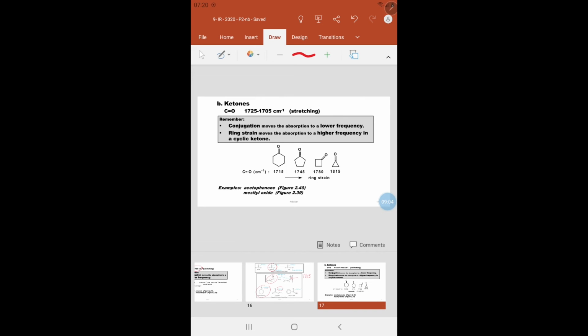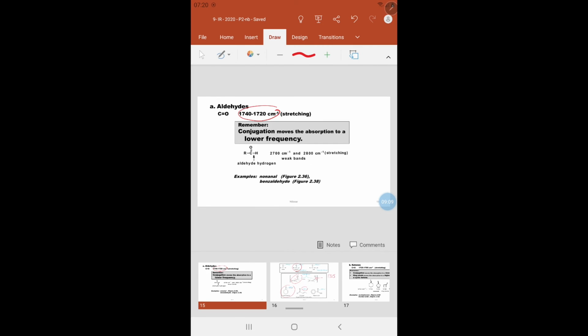Okay, next one, look at the ketone. Before I forget, I need to explain more. When you have an aldehyde, let's say I have a simple aldehyde here. What are the bonds present in this molecule? First, you must have the C double bond O aldehyde. You need to look at the frequency from the correlation chart.